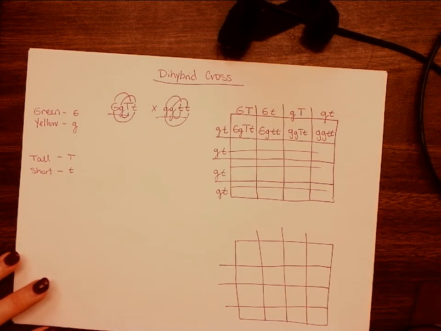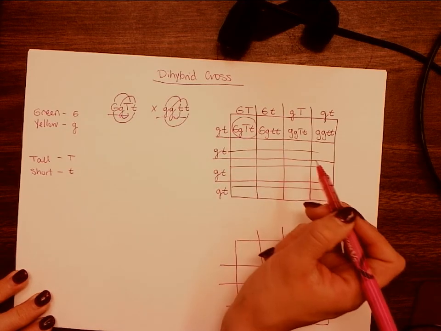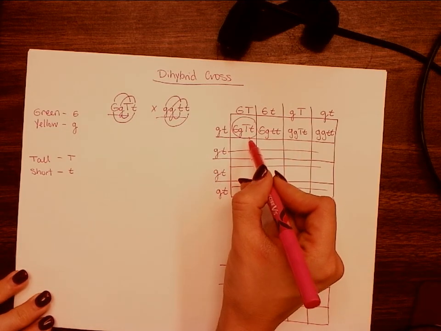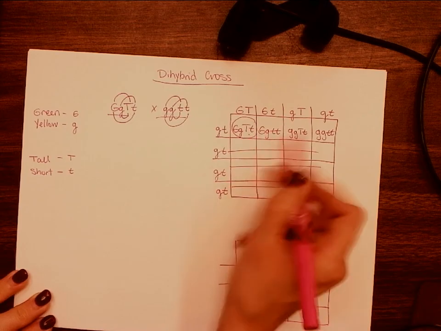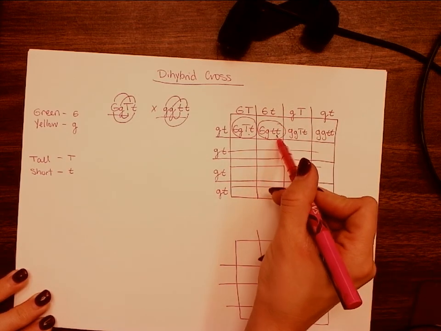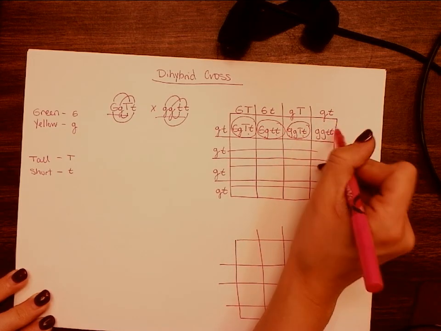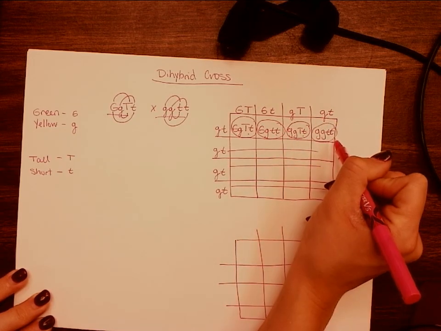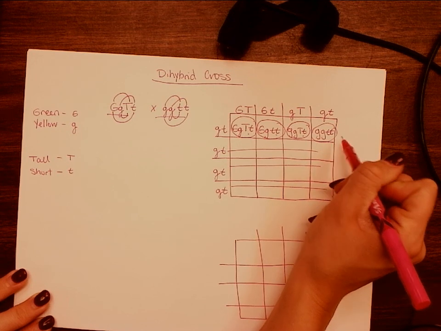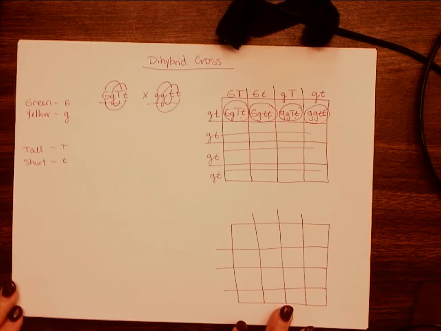Now we can look at what the offspring will look like. We see that 1 out of 4 of them will be green and tall. We then see 1 out of 4 will be green and short. 1 out of 4 will be yellow and tall. And our last one, 25% chance of being yellow and short. And there, we have just solved our dihybrid cross, and it wasn't too difficult.